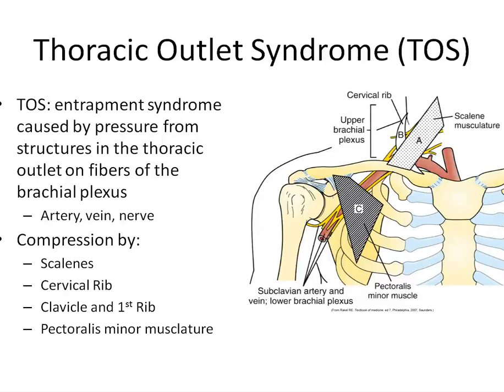Compression can occur in a variety of locations. It can occur between the scalenes, which is showing here in A. So the scalene musculature can compress that neurovascular bundle. In B here, you can actually have an extra rib. This is referred to as a cervical rib that can compress tissues. You can also have compression between the typical ribs and the clavicle. So we can also get compression around here. And then you can also get compression here, which is noted in C, underneath the pectoralis minor muscle.